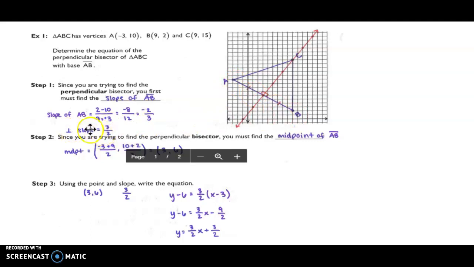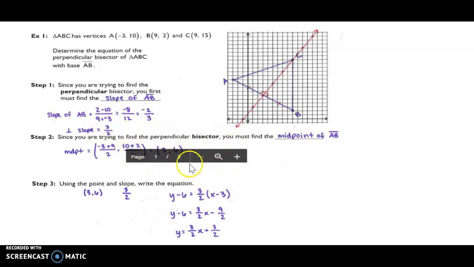So it's good that it's negative 2/3. Then the perpendicular slope is, remember, the opposite reciprocal. The negative is going to change to a positive, and the fraction is going to quote unquote flip, so we have a positive 3/2. I'm going to make note of that.